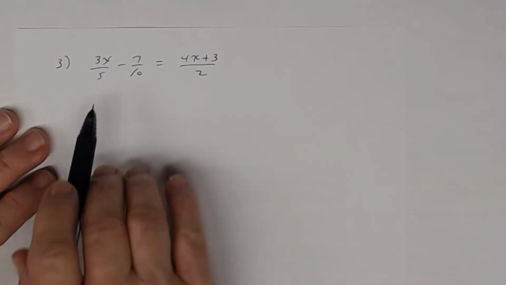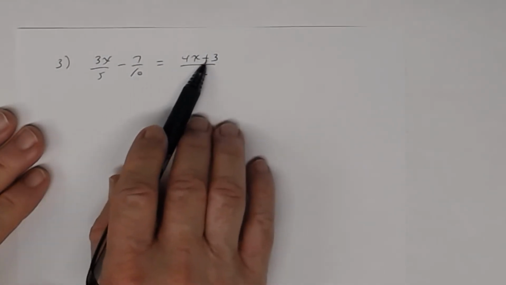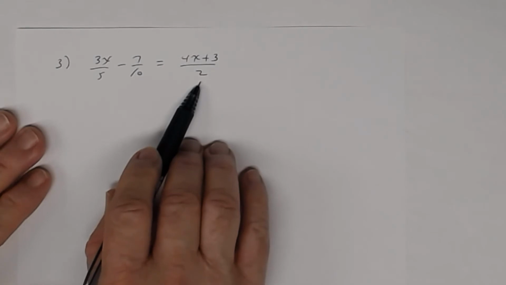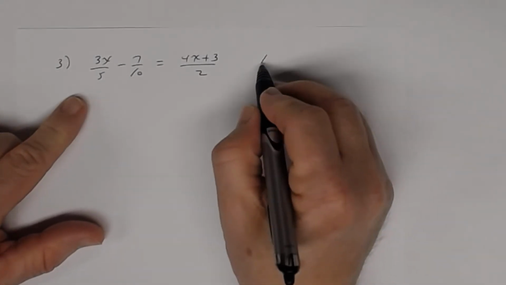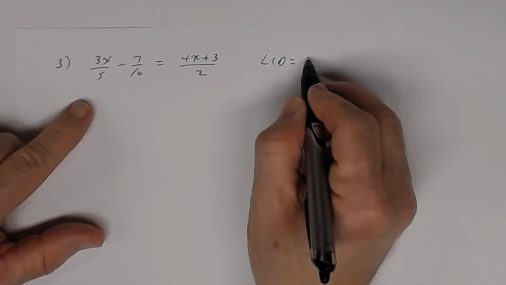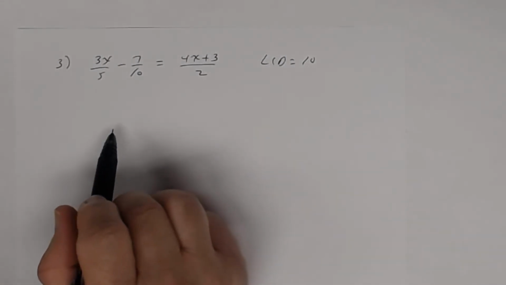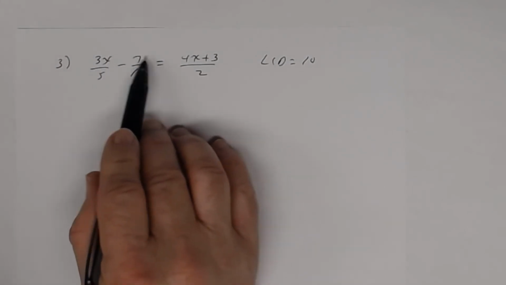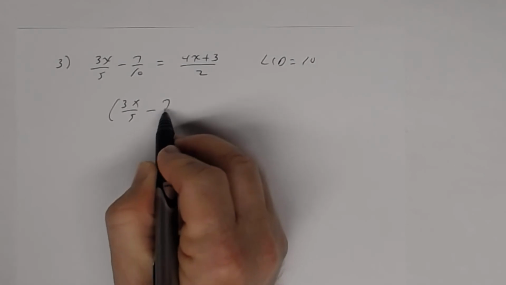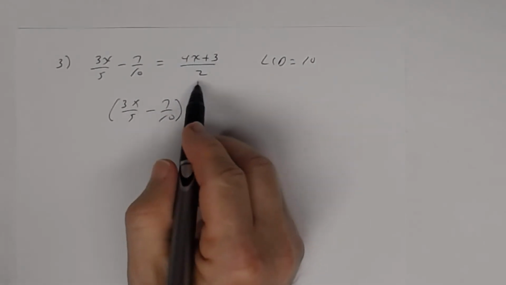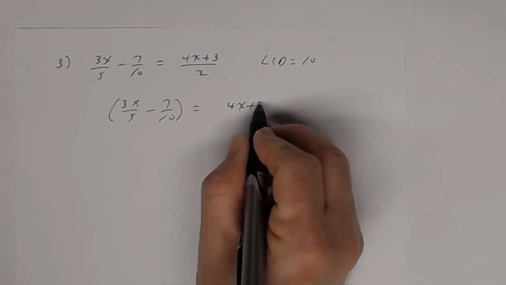So number 3, I have 3x divided by 5 minus 7/10 equals 4x plus 3 divided by 2. So my denominators are 5, 10, and 2. So I know very easily that the LCD is going to be 10. And so let's multiply both sides by 10. Notice I have two fractions here, so I'm going to put that in parentheses. So 3x divided by 5 minus 7/10. That's just one fraction, so I'm going to leave it as it is without parentheses for right now.